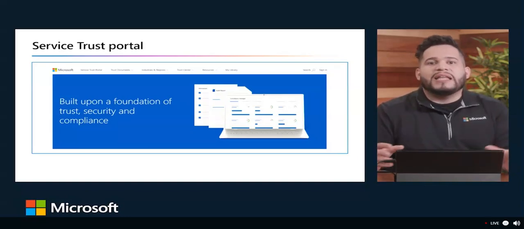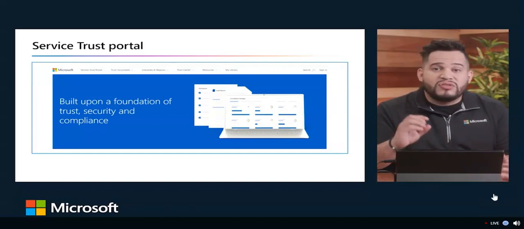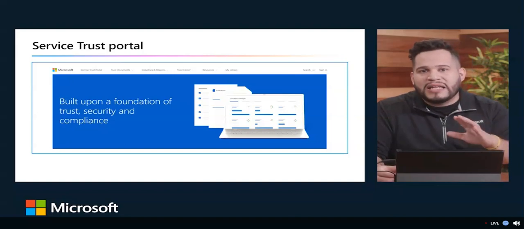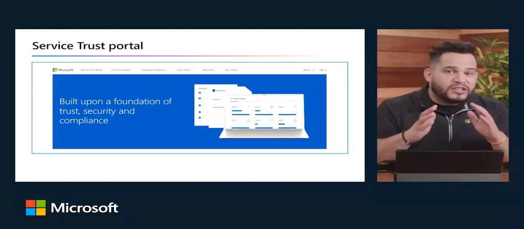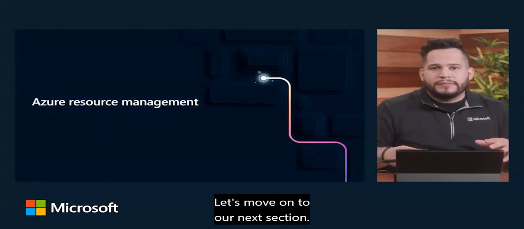And then finally, you have My Library. Now, My Library allows you to customize it because it lets you save or pin documents to quickly access them on your My Library page. That's the Service Trust Portal. But let's move on to our next section.